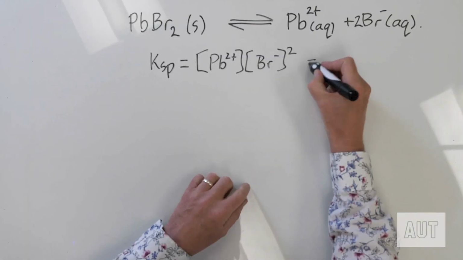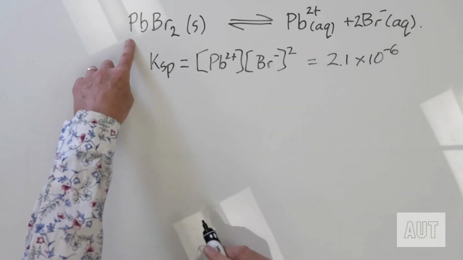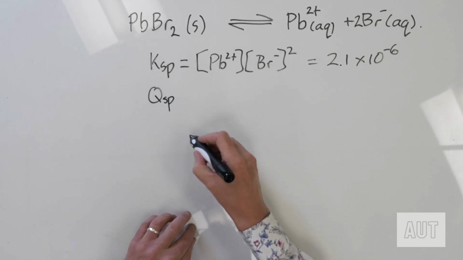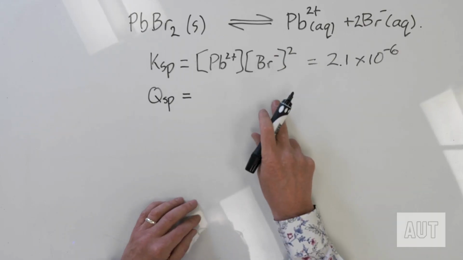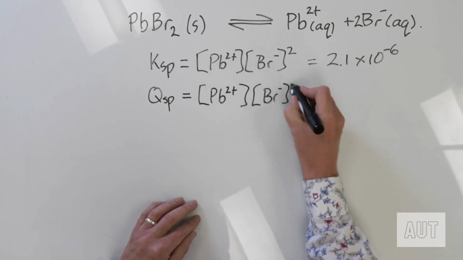How do we then use this value of Ksp in a predictive sense? Ksp for this is equal to 2.1 times 10 to the power of minus 6, for a sparingly soluble salt, lead bromide. What we learned in the videos on equilibrium is that if we can write an equilibrium constant, we can also write a reaction quotient, Q. So we can also write a Qsp. In this part of chemistry it's usual to call this an ionic product, because it's merely the product of the concentrations of the ions: the lead concentration times the bromide ion concentration squared.